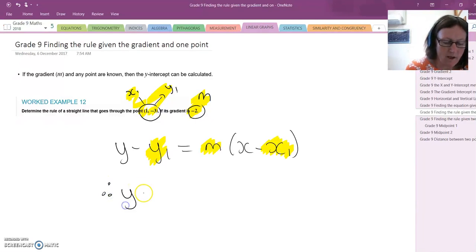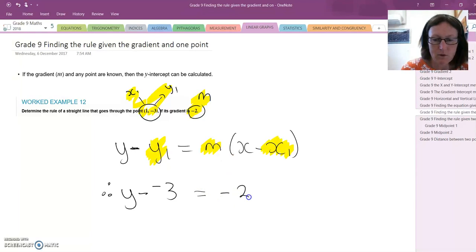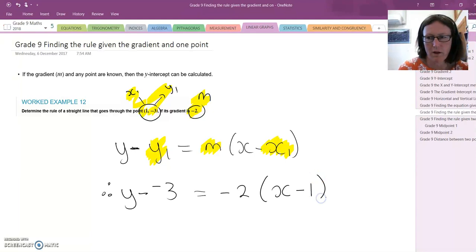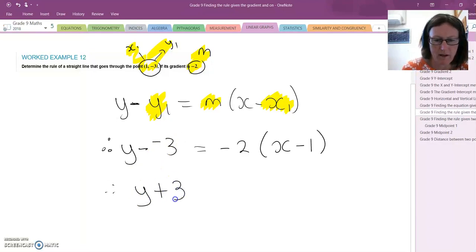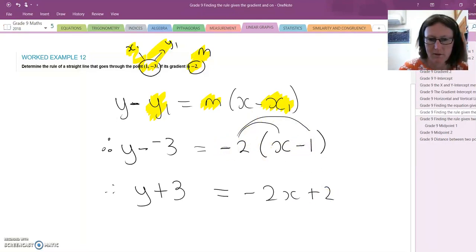So I have y, and I have to subtract -3, because I subtract y1, and y1 is -3. My gradient is -2, and then I've got x subtract 1, because my x1 is 1. If I've got y subtract -3, we can say that's y add 3. I'm then going to expand my brackets. So this is -2x, and then it's adding 2, because we're doing a negative times a negative.